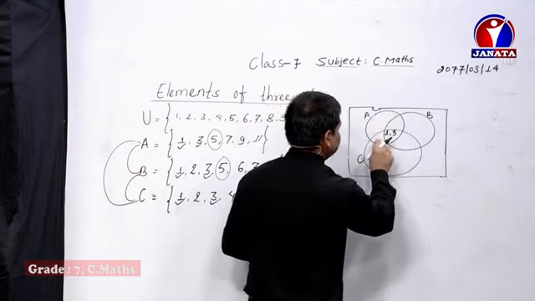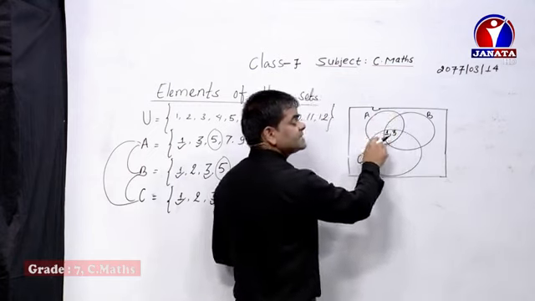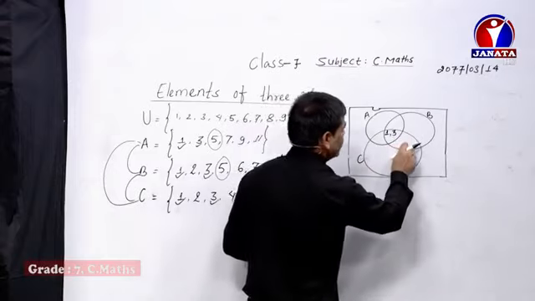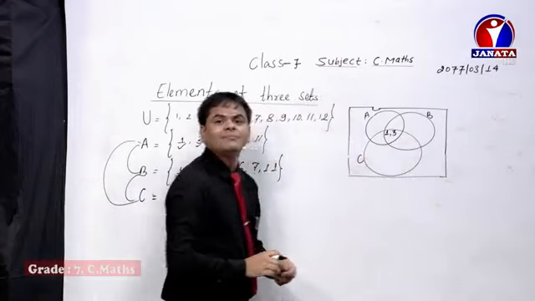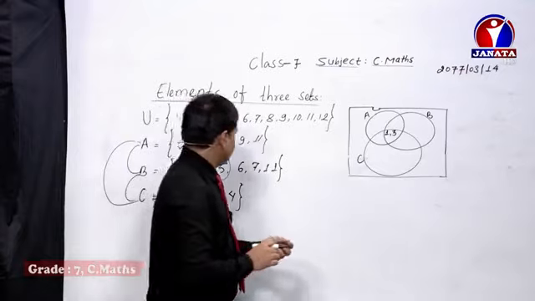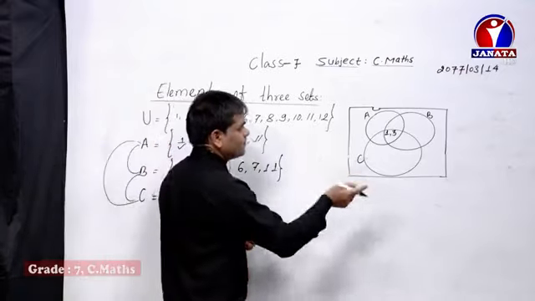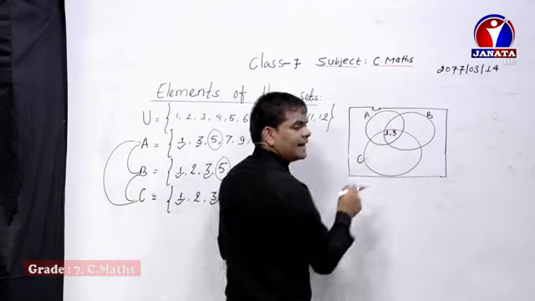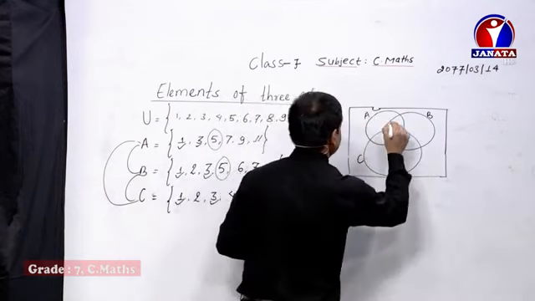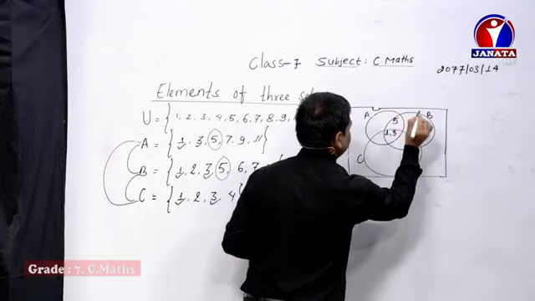Only common area of A and B means this is the only common area of A and B. Similarly, this is the common area of A and C only. Similarly, this is the common area of B and C only. So as 5 is common between A and B, we'll keep it in that common area by looking at the circles of A and B. So here comes 5.